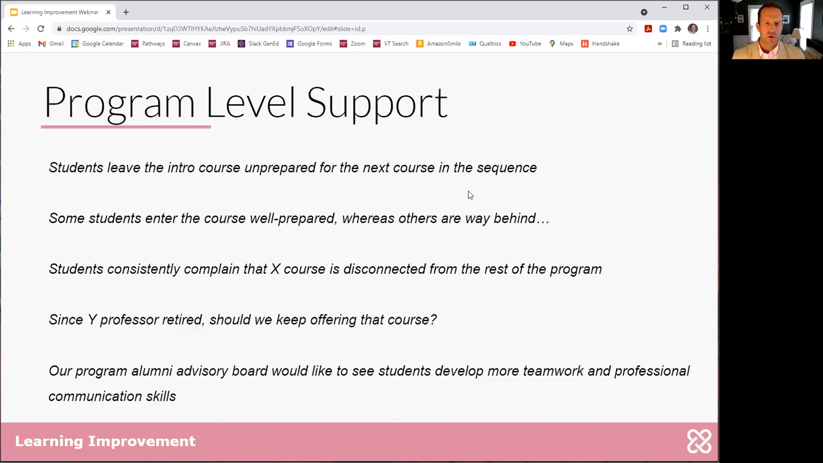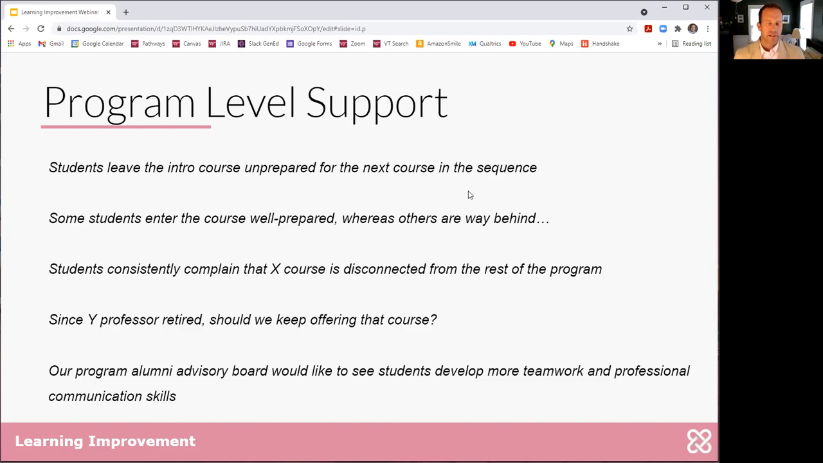Some students enter the course well prepared, whereas others are way behind. I remember the comment in the chat thinking about, well, what are the prereqs? Where are these students coming from? Where do you start the course? And what are the expectations on day one? These are the kind of questions we can ask, and a tool can help us do that.